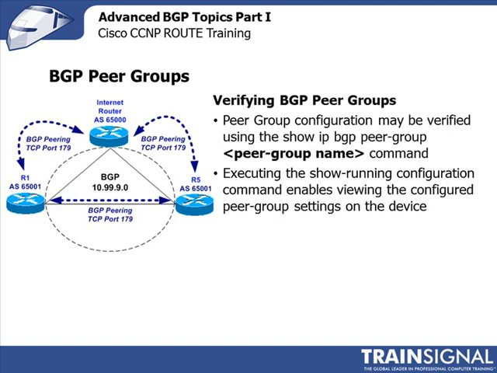To verify that peer groups are configured and working correctly, you can use the show IP BGP peer-group name command. And then obviously if you use the show running configuration command, it enables you to view the configured peer group settings on that particular device.